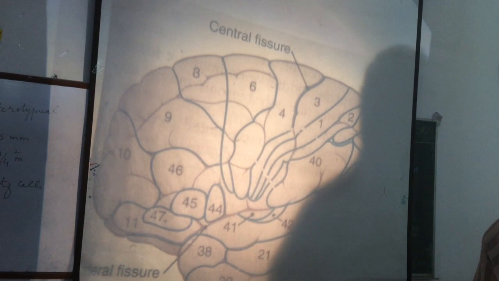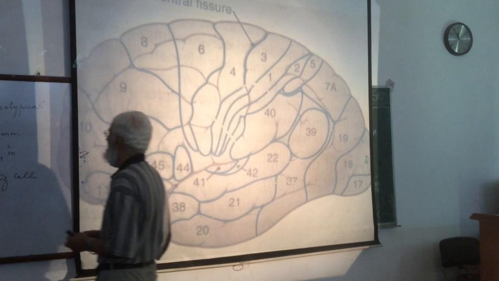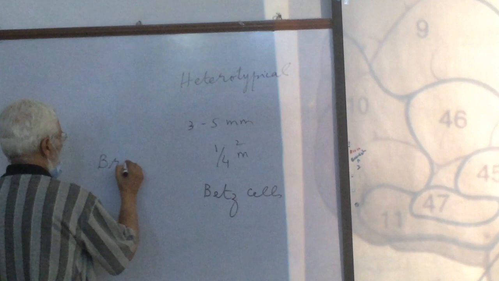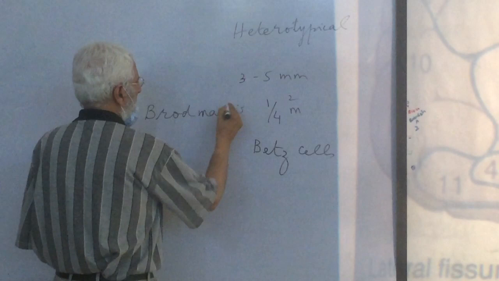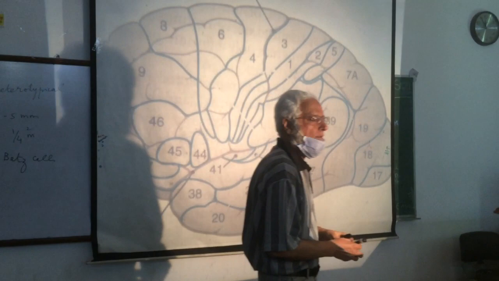Cerebral cortex is divided into functional areas, and these functional areas are numbered, and these are Brodmann's numbers. You see the Brodmann numbers of different areas in the cerebral cortex. And these are the functional areas in the cerebral cortex.